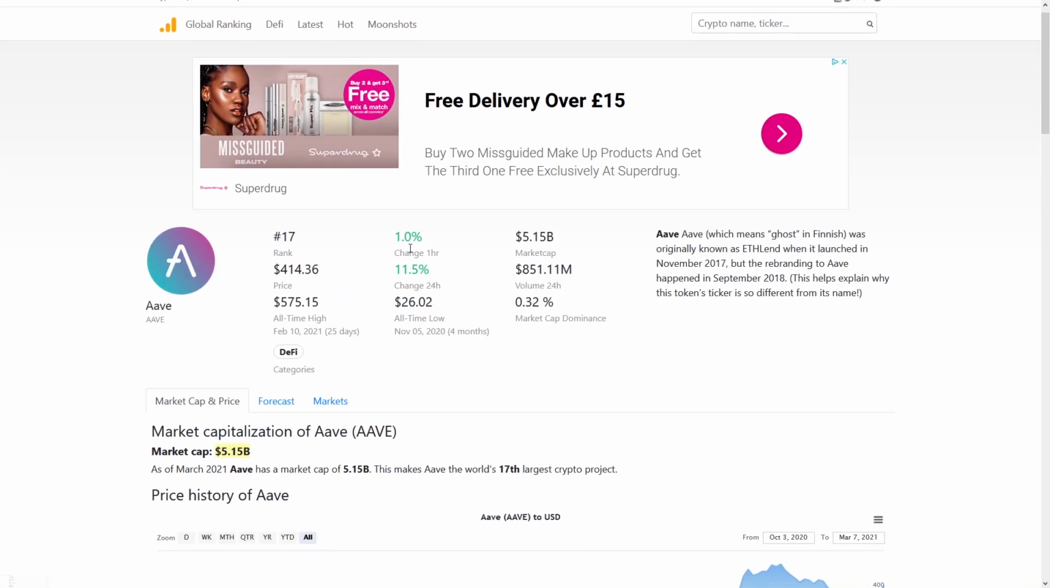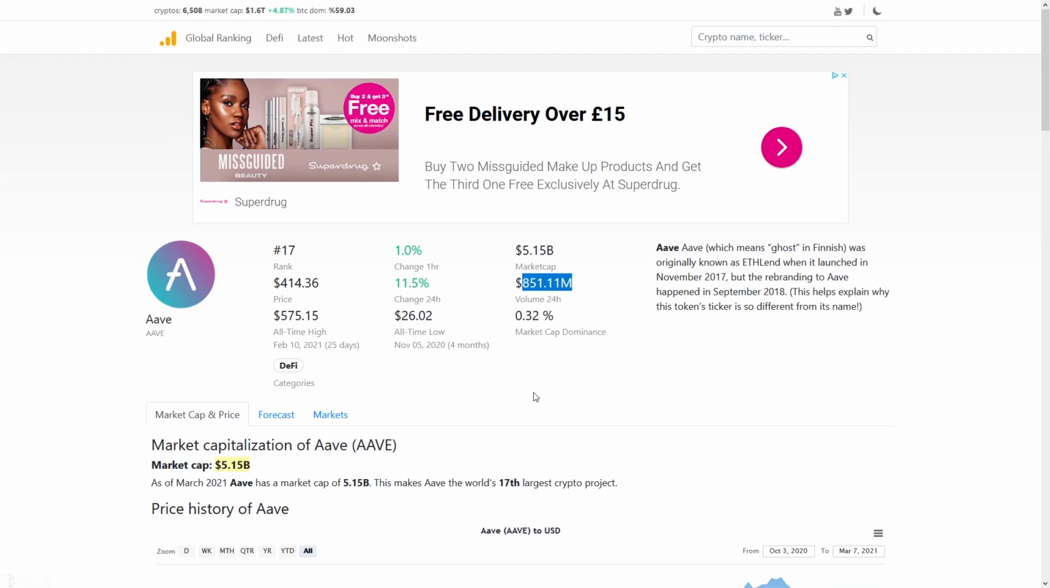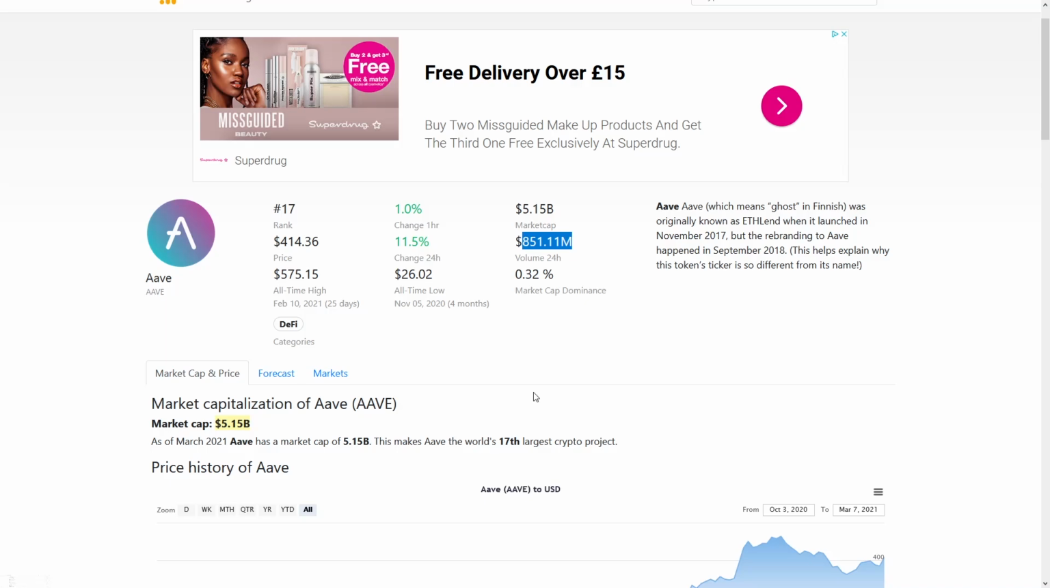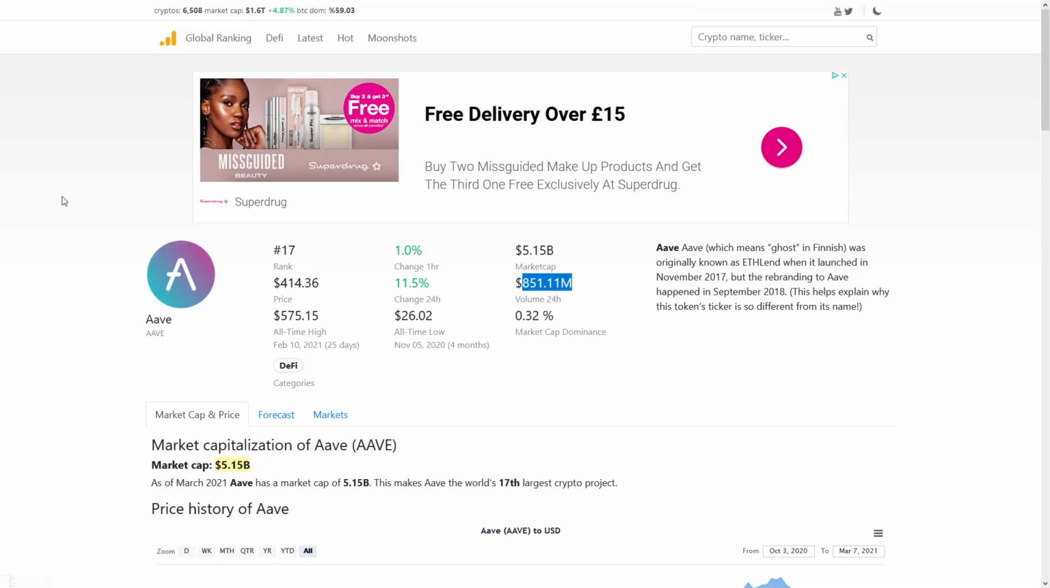So it's 1% up in the last hour, 11% up in the last 24 hours. It has a $5.15 billion market cap. The volume's really high, so it's a good project, guys. And obviously you know more about it than I do. Obviously you know what Aave is, that's why you're in the video. So I'm just going to jump into the price action now, guys, into the charts.